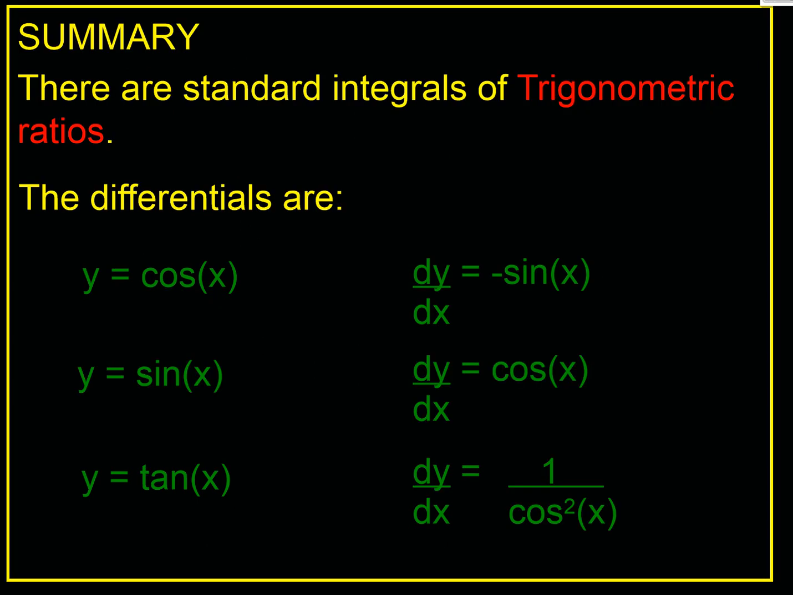So there we are. Here are 3 standard trig ratios and their differentials. Cos of x differentiates to minus sine of x. Sine of x differentiates to cos of x, and tan of x differentiates to 1 over cos squared of x. I hope that's of use.